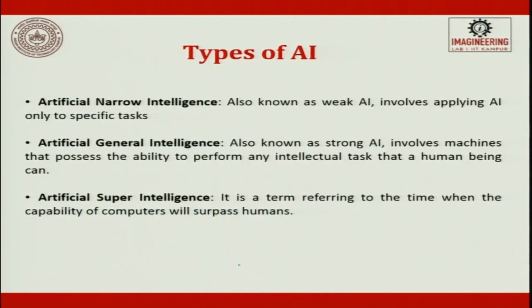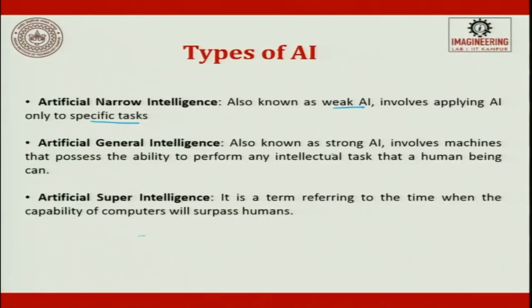There are different types of AI: artificial narrow intelligence, artificial general intelligence, and artificial super intelligence. You see, artificial intelligence itself was evolving. Now you have started making three classifications in it. Artificial narrow intelligence, also known as weak AI, involves applying AI only for a specific task. It does data analysis for only a small set of data, or only for a machining operation, or only for a force sensor or temperature sensors. That is called narrow artificial intelligence.